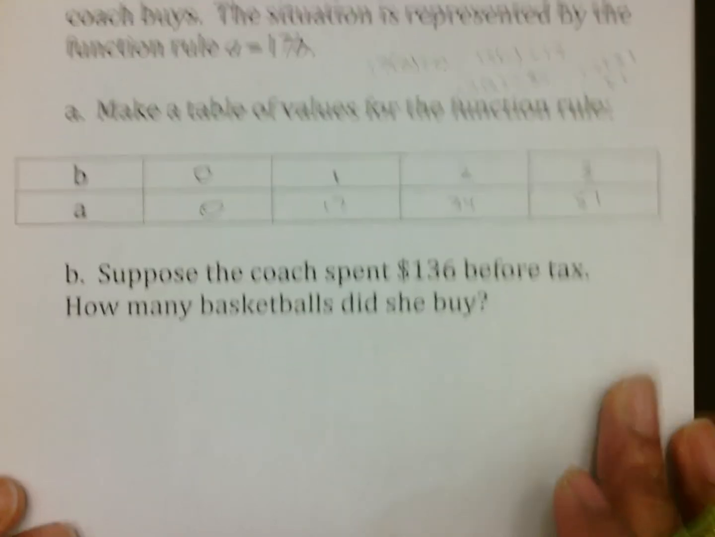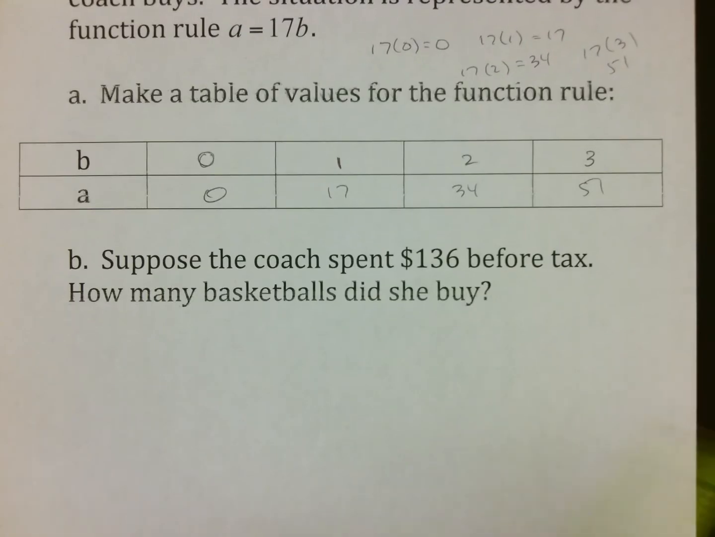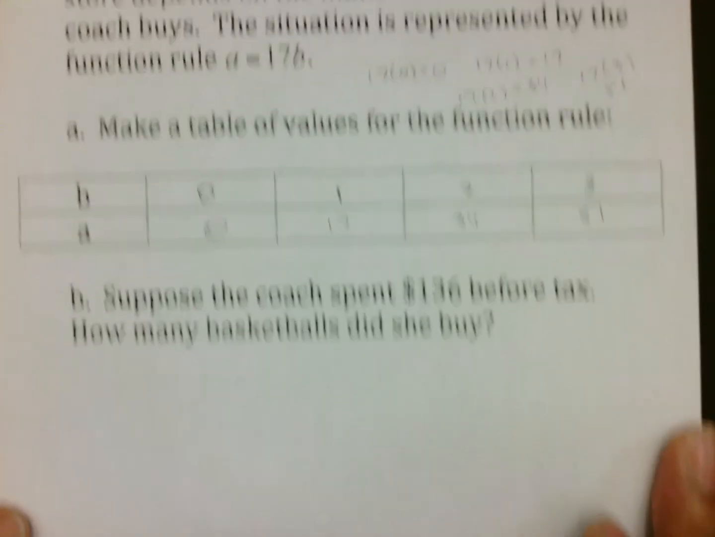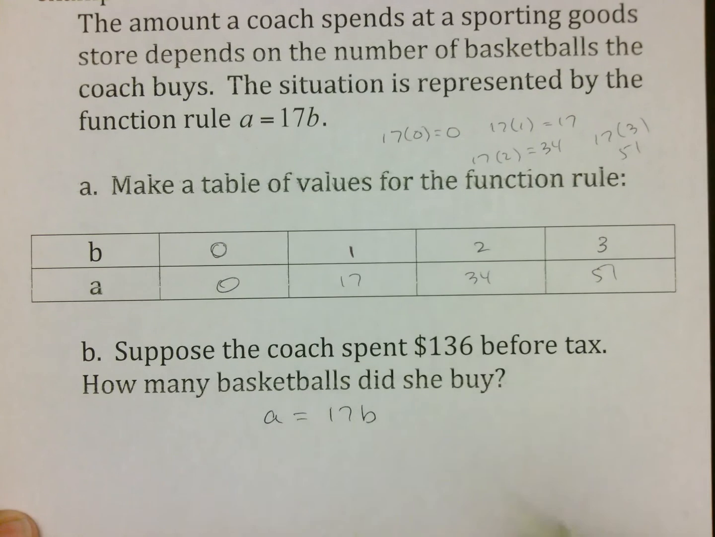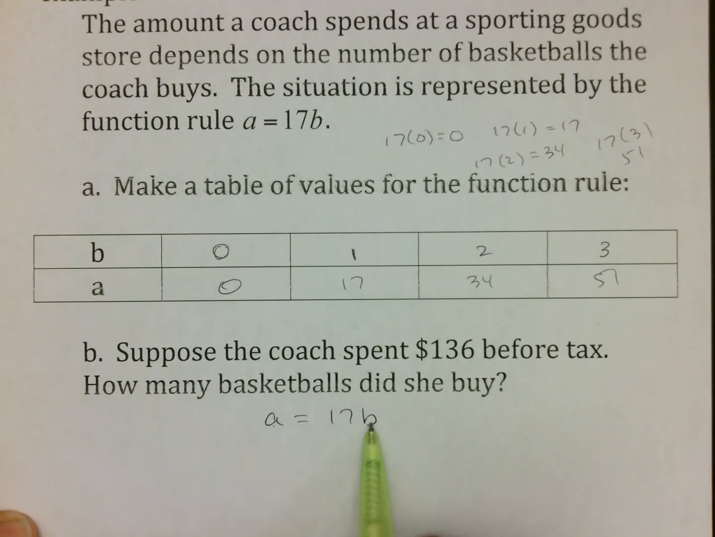The second question they ask is an algebra question. It says, suppose the coach spent $136 before tax. How many basketballs did she buy? Well, here's the equation. A equals 17b. Remember, A represents the amount of money and B represents the number of basketballs.